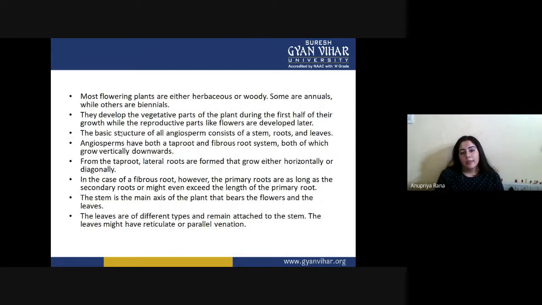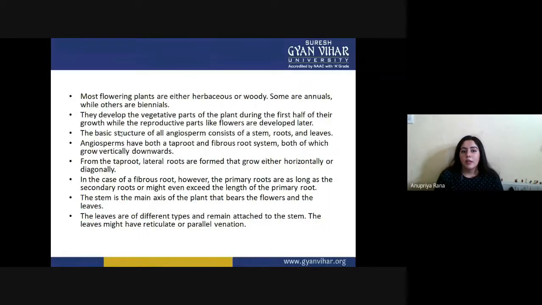Most flowering plants are either herbaceous or woody. Some are annuals, while others are perennial. You have to know these terms for a better understanding of plants. Herbaceous means they have a herb-like structure, a green stem. When we talk about herbs, they have a soft green stem. Woody means they have wood formation inside them, meaning the plant is thick and strong. Some are annuals, meaning they live their life for 1 year or more.